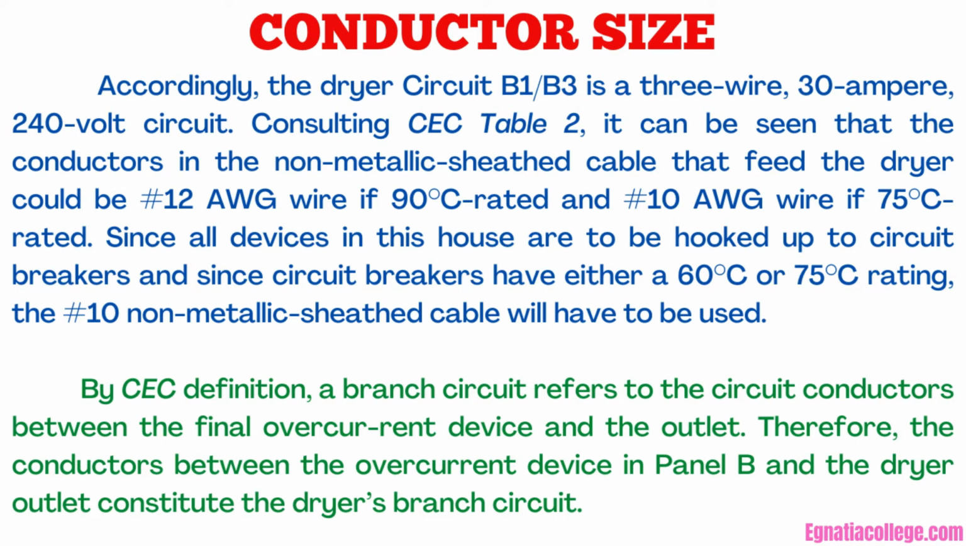Consulting CEC Table 2, it can be seen that the conductors in the non-metallic sheath cable that feed the dryer could be number 12 AWG wire if 90 degrees Celsius rated and number 10 AWG wire if 75 degrees Celsius rated. Since all devices in this house are to be hooked up to circuit breakers and since circuit breakers have either a 60 degrees Celsius or 75 degrees Celsius rating, the number 10 non-metallic sheath cable will have to be used.